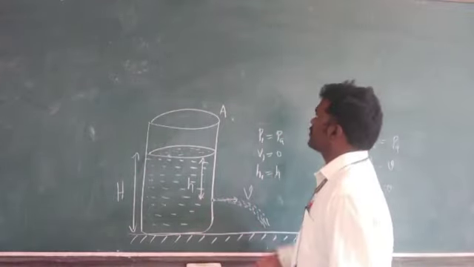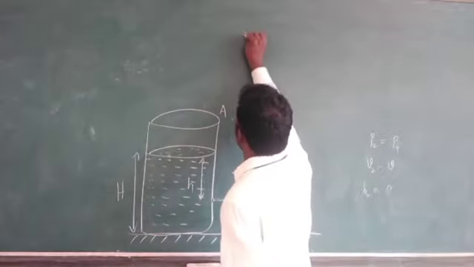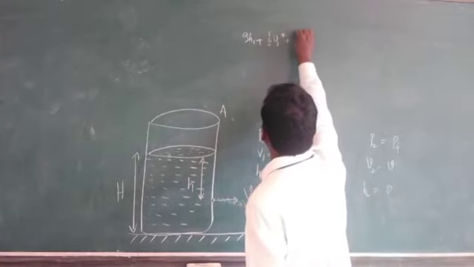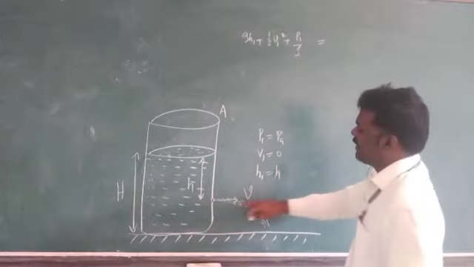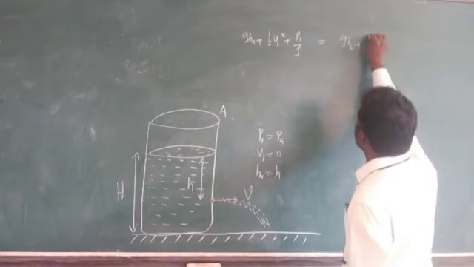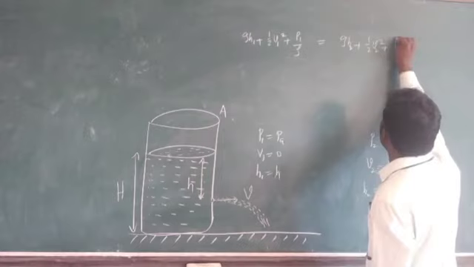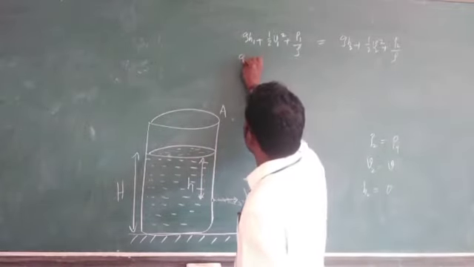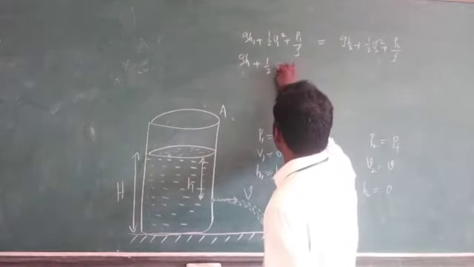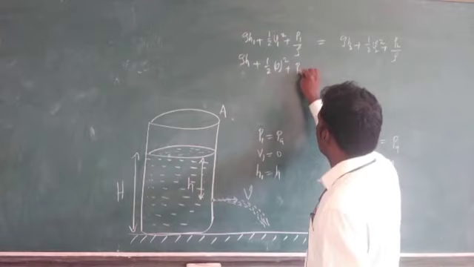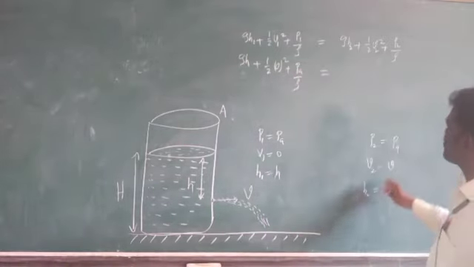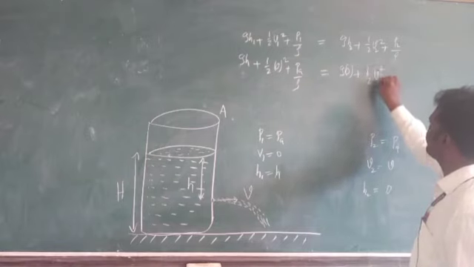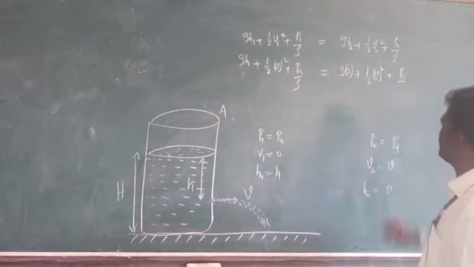Applying Bernoulli's principle at the top, per unit mass: potential energy g into H1, plus kinetic energy per unit mass, plus pressure energy per unit mass, equals the same at the orifice. At the top: gH plus half of 0 squared, since velocity is 0, plus pressure PA by rho. At the orifice: g times 0, plus half V squared, where V is the speed coming out, plus pressure PA by rho.